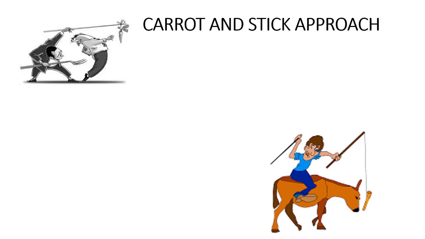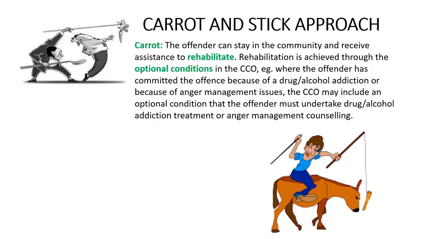Now, if you do use the carrot and stick approach to describe the operation of a community correction order, then you must explain what that means. In the context of a community correction order, the carrot is that the offender is allowed to stay in the community. A community correction order is a non-custodial sentence. And the offender is given assistance to rehabilitate, where that rehabilitation can remove the underlying cause of the offender's offending. This rehabilitation is achieved through the optional conditions in the community correction order.